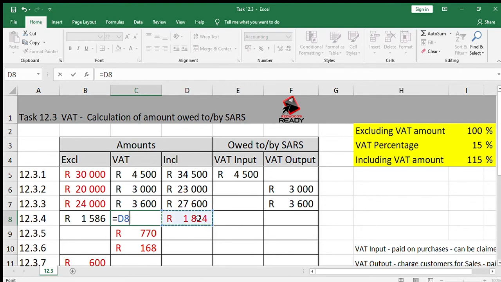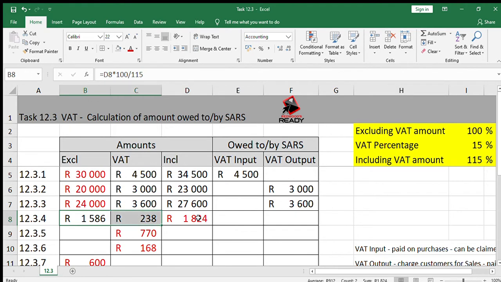Alternatively, I would say 1824 multiplied by 15 divided by 115. That's if you do cross multiplication. And that also gives us 238. So 238 is the VAT portion allocated to the return of goods.